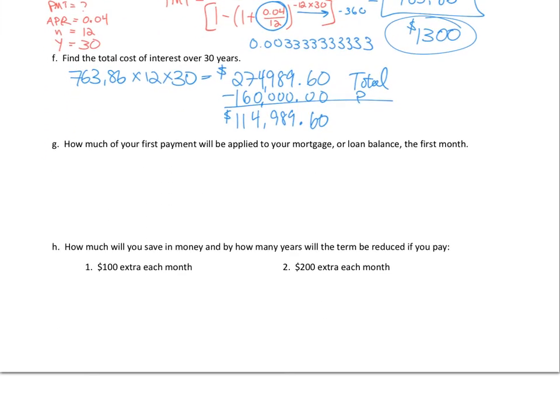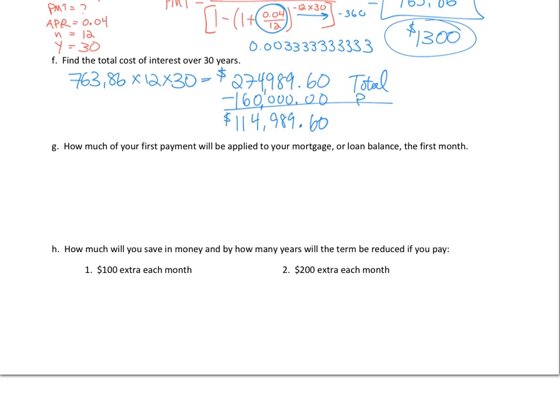All right. Next would be how much of your first payment will be applied to your mortgage or the loan balance. Well, the only thing you need to do in order to figure this out is take the monthly interest rate. So the monthly interest rate is the 0.04 APR divided by 12. So we would take the monthly interest rate and multiply by the original principal, right? If you haven't made a payment yet, your principal is $160,000.